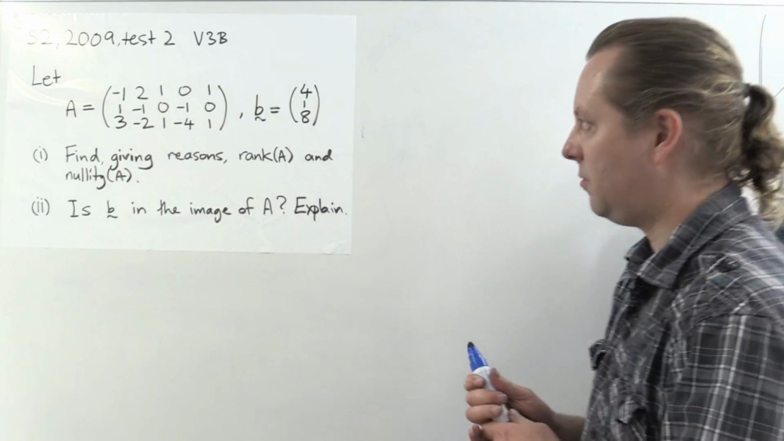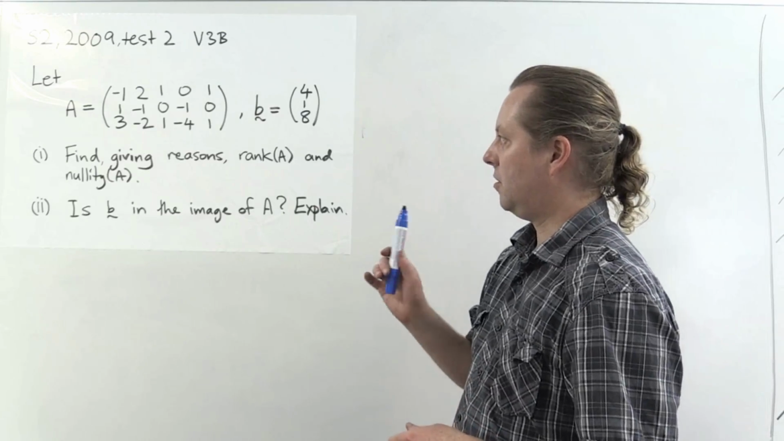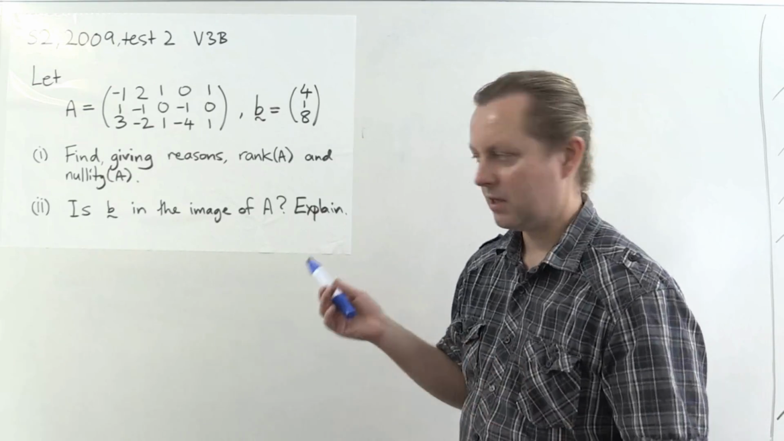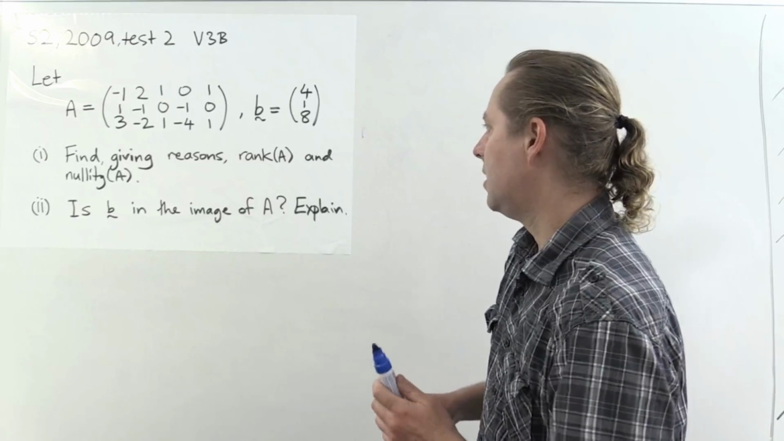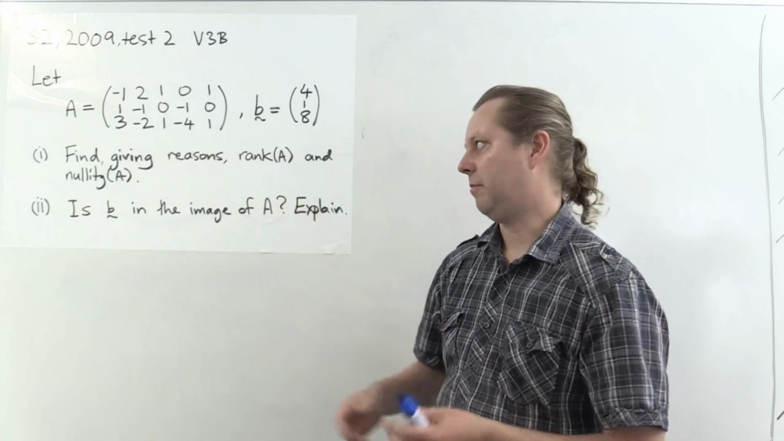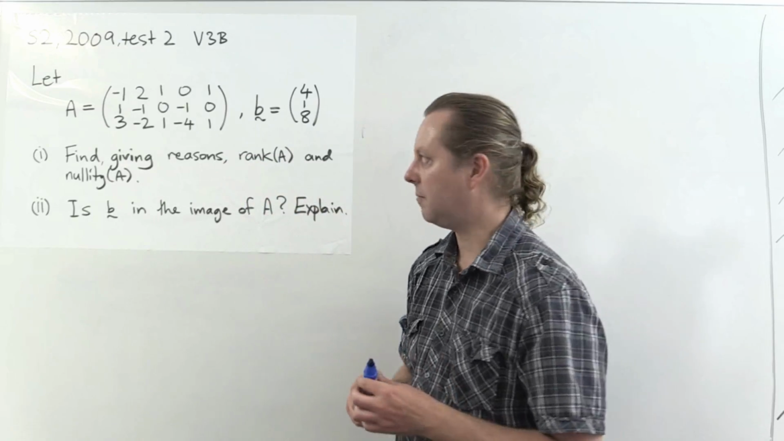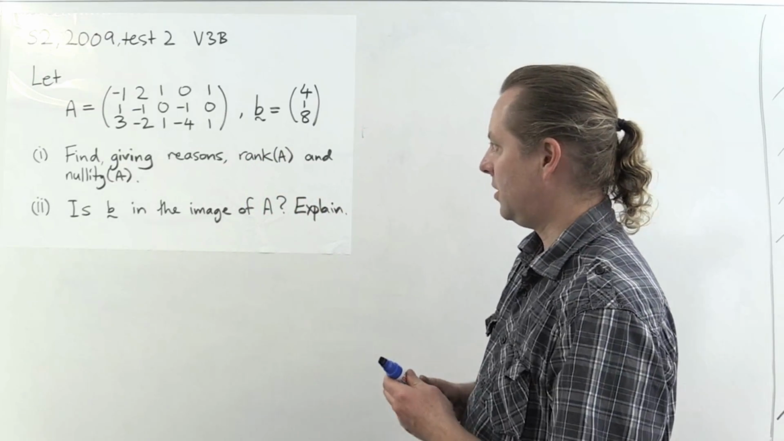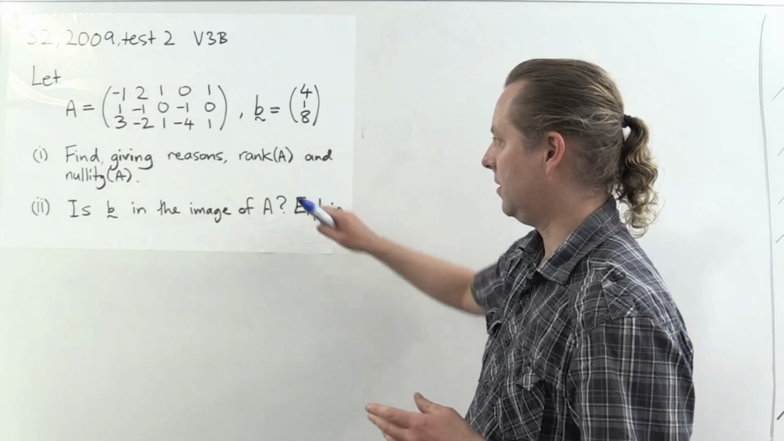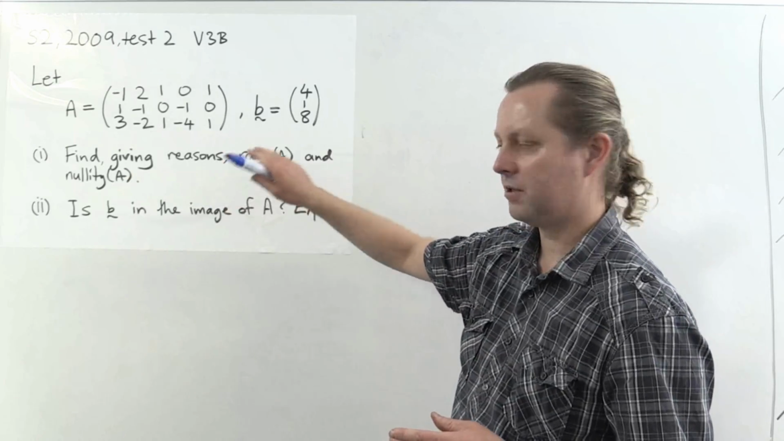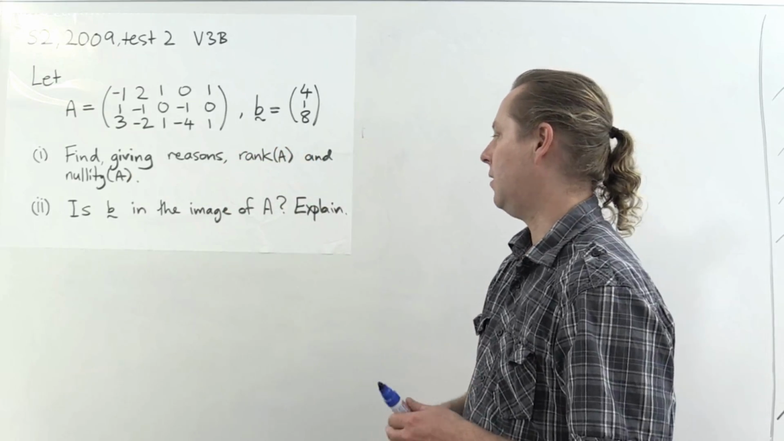Okay, so here we have a question about matrices with rank, nullity, and image. There are other questions which ask you for things like a basis for some of these spaces that are involved. But this one just asks you for the rank and the nullity, which are dimensions of some of these spaces, and whether B is in the image.